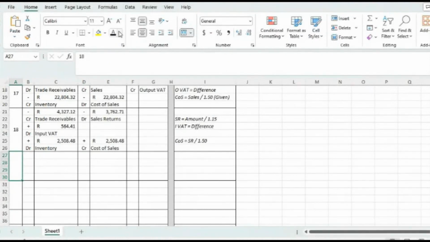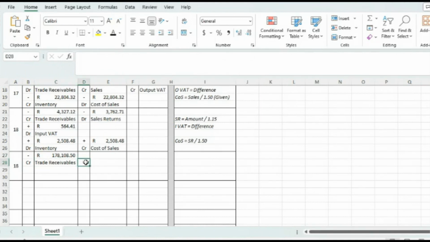We say, okay, still on the 18th that we are sitting. Now, obviously, if he is paying, then the trade receivables is going to decrease. Okay. And he is not paying us the full amount. He is only paying 90% of it, because if he gets a 10% discount, he only has to pay 90% of it. And that is, of course, now trade receivables that is decreasing with that amount. Okay.